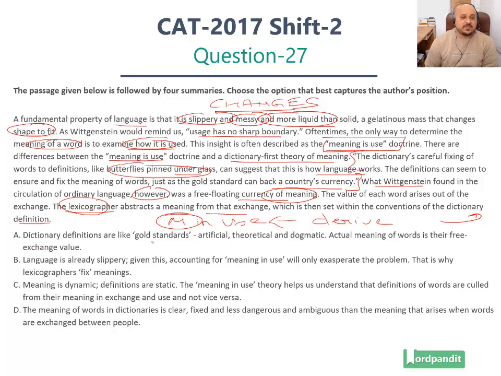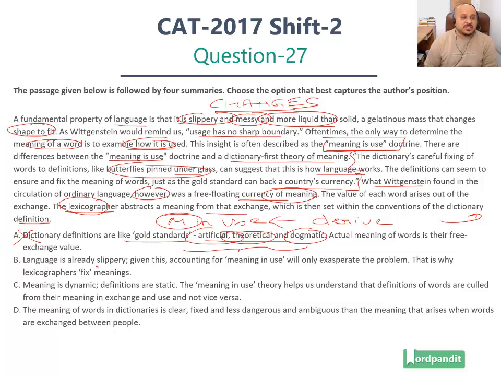A. Dictionary definitions are like gold standards: artificial, theoretical, and dogmatic. Dogmatic would imply biased or prejudiced. This is not mentioned anywhere in the passage. Artificial and theoretical, again, not sentiments which are mentioned. These negative sentiments are not mentioned. The only thing that is mentioned with respect to dictionary definitions is the dictionary first theory of meaning is that meanings are pinned, they are fixed. Actual meanings of words is their free-flowing exchange value. Incorrect answer option, right? The first part is incorrect.